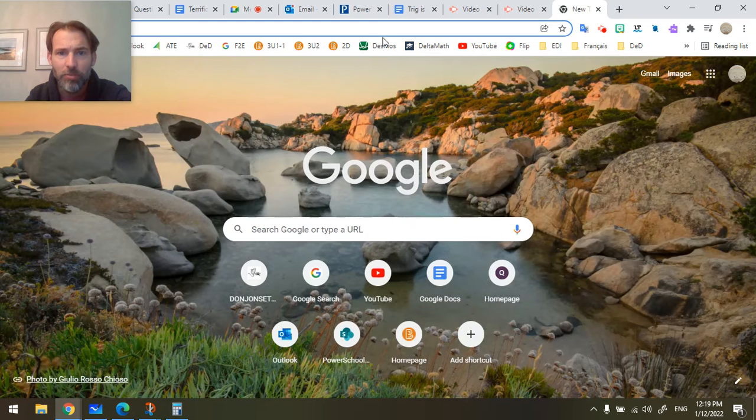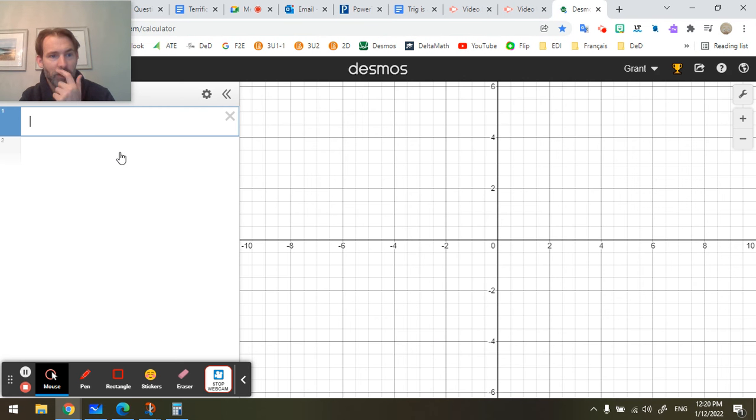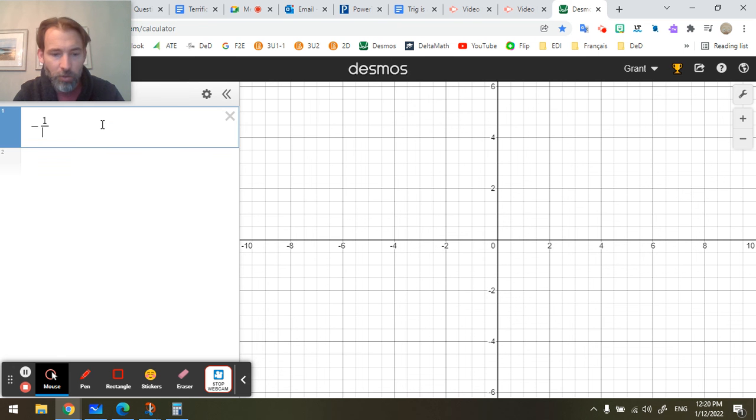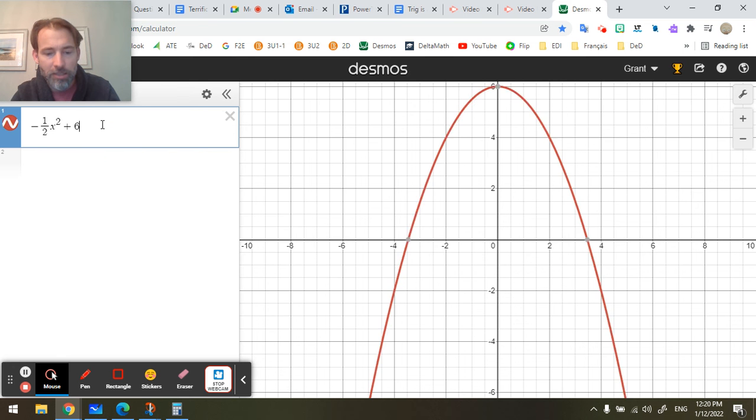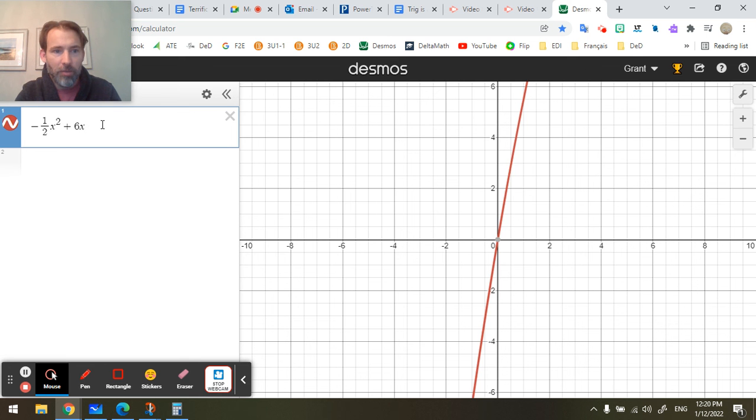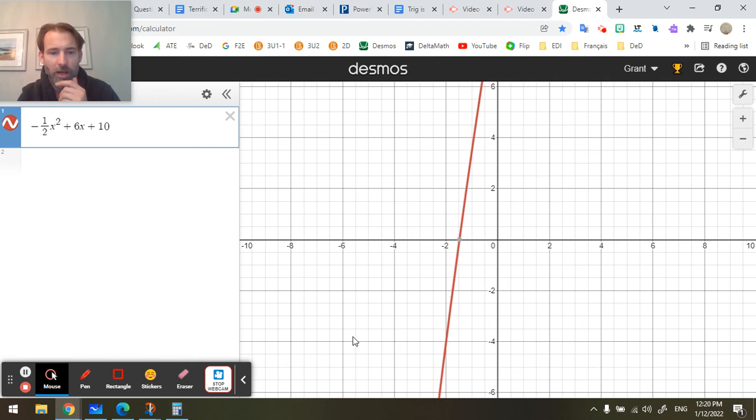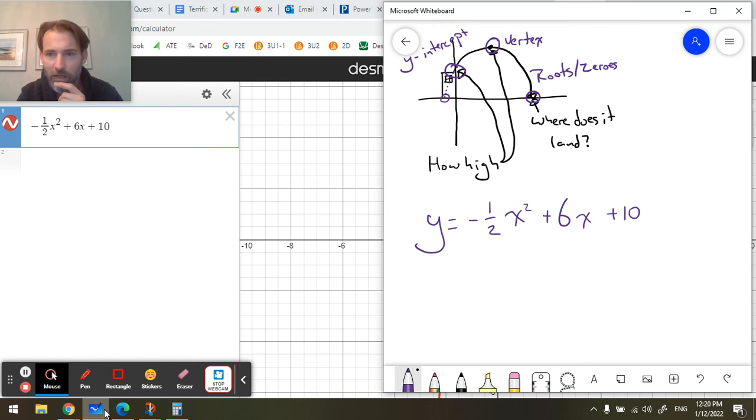And you want to do this. You want to be graphing in Desmos quite frequently to develop your intuition and your understanding of these things. Negative 1 over 2 multiplied by x squared plus 6x plus 10. Okay, now let me see if I got that right. Yeah, that's what I said. And I said it's going to look something like this.